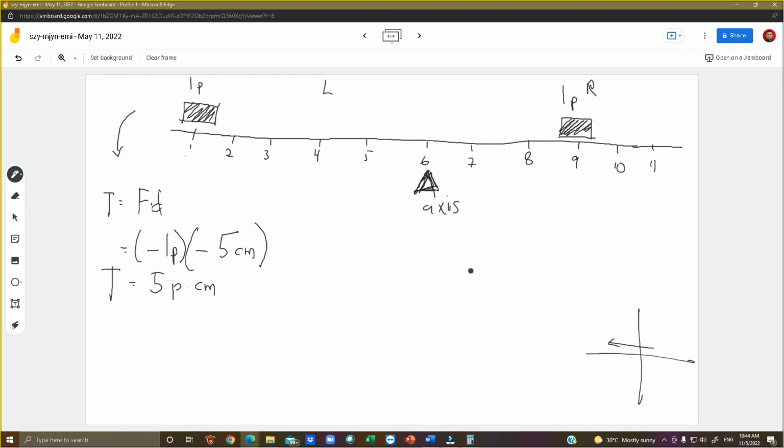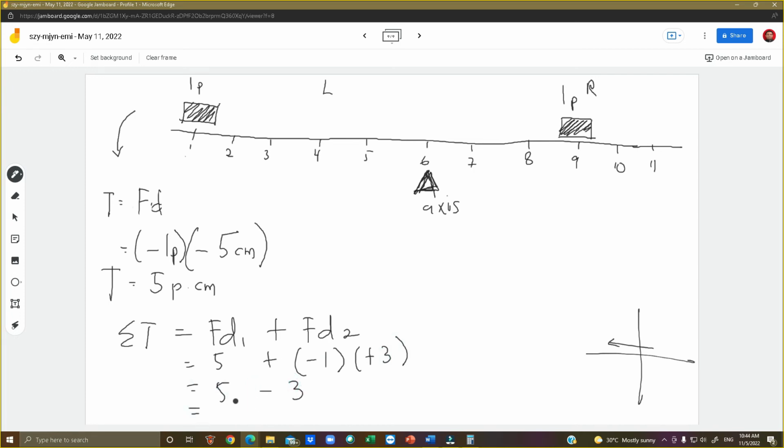Okay, now let's see the resultant torque. Sekarang kita akan tengok berapa total torque yang ada dalam sistem. Okay, so we have FD1 plus FD2. Ni FD2. Okay, so kita ada 5 plus dengan F dia berapa kat sini? Negatif 1. Berat ke bawah kan? D dia berapa? 1, 2, 3. Now it is positive. Okay, jadi kamu dapat 5 minus 3. Hasil dia 2.